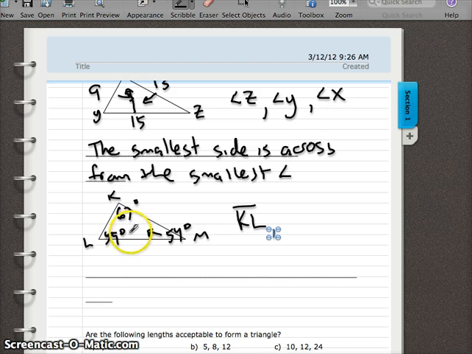What's the next one? 59 degrees is the next size up. So across from that must be the middle length. So KM is our middle length. And across from the biggest angle, 67 degrees, or angle K, is LM, or ML. So segment LM is the longest side. It's across from the biggest angle.